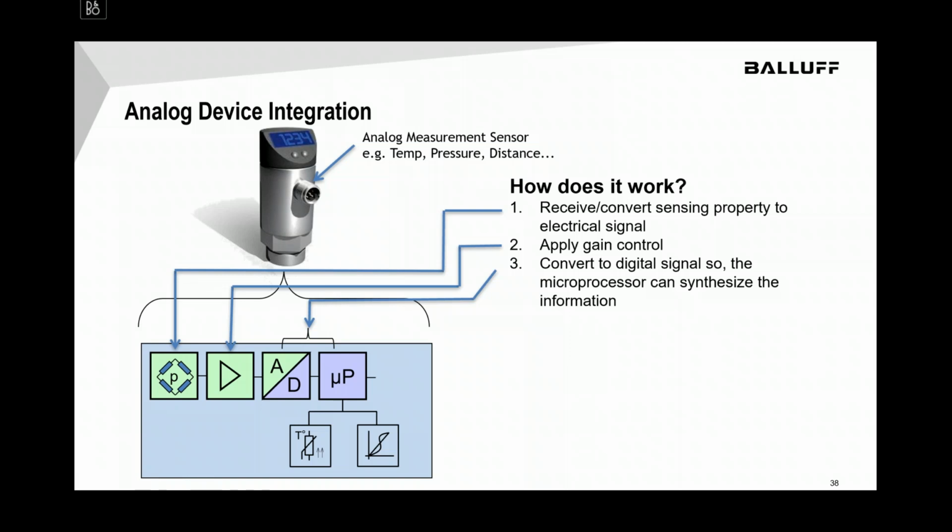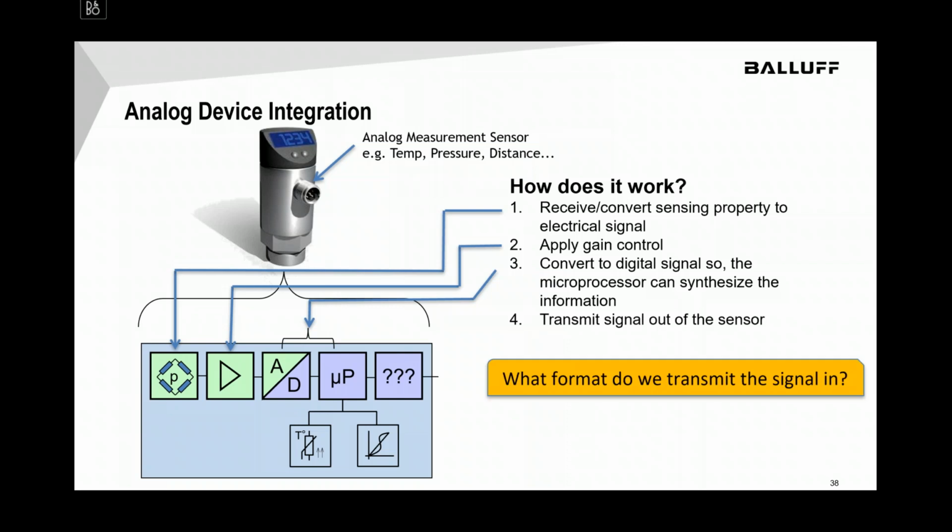Nowadays, all these sensors have microprocessors. These microprocessors cannot understand analog. That means that signal has to be converted to digital so the microprocessors can synthesize it. And then comes, how do we transfer that?